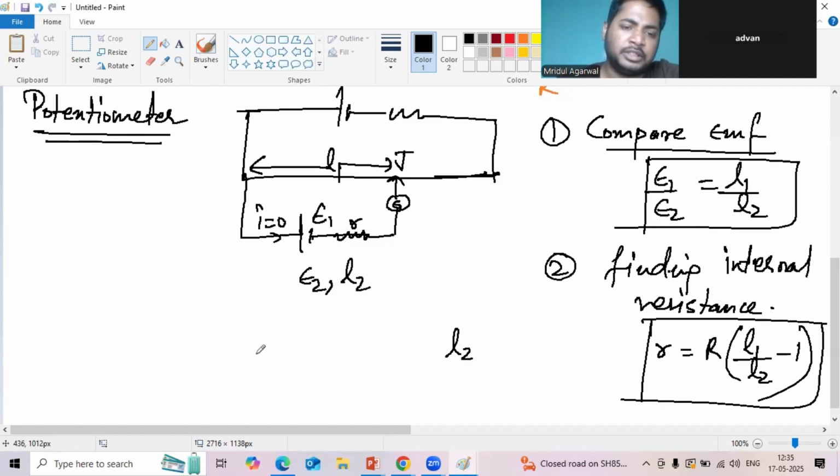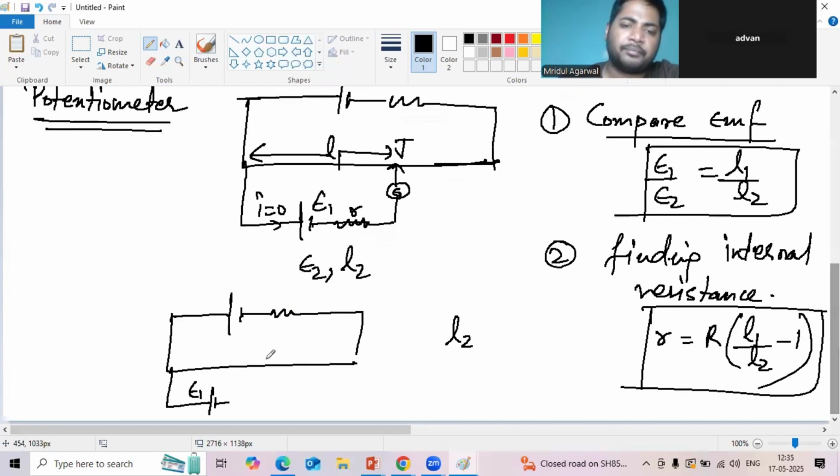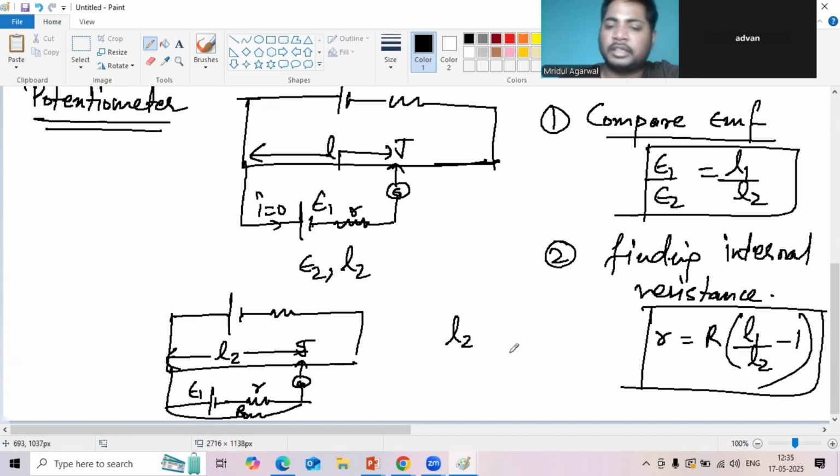So basically what we do is we make a circuit like this. This is your wire, this is your EMF, and then you put the resistor, the galvanometer, and the jockey. Then you will place a resistor over here. This is your capital R, and this is your L2, so you will solve accordingly. So you can find out the unknown resistances as well.